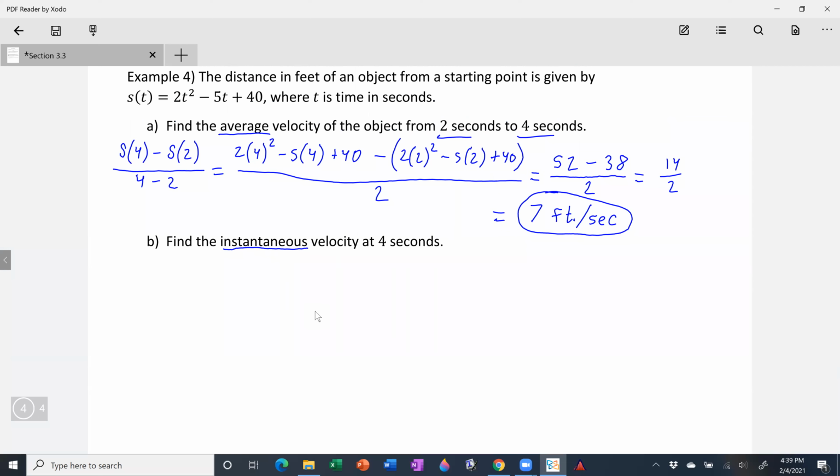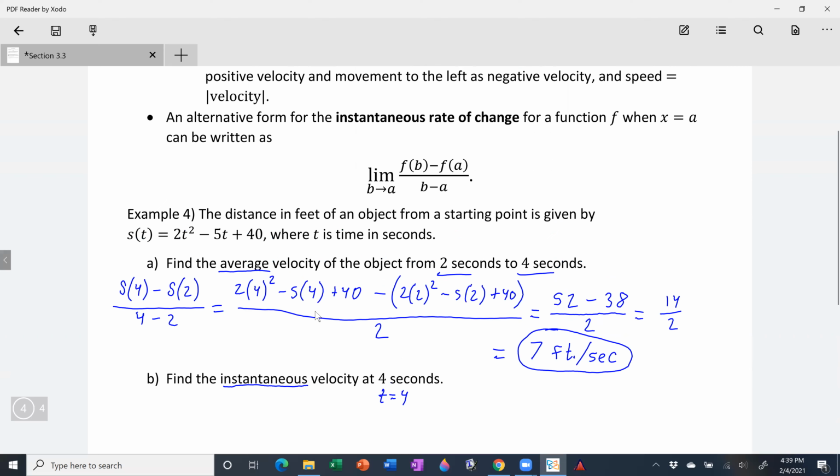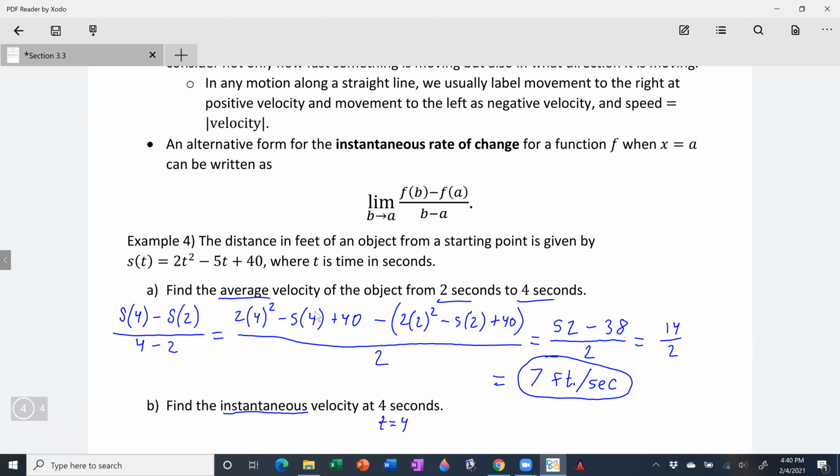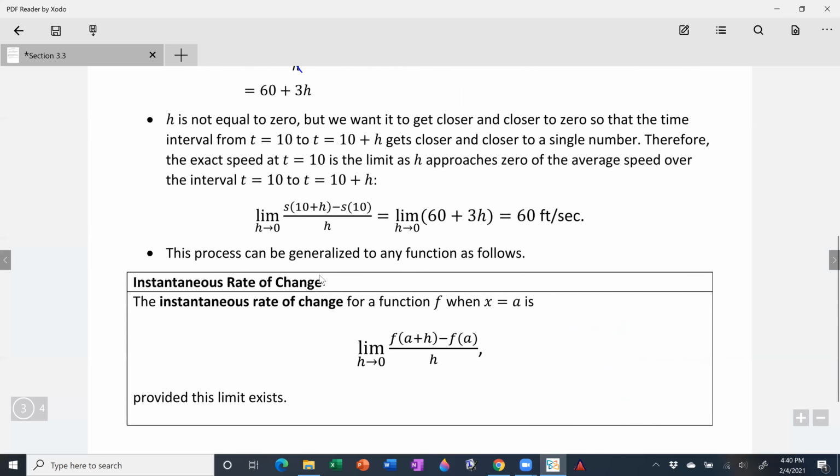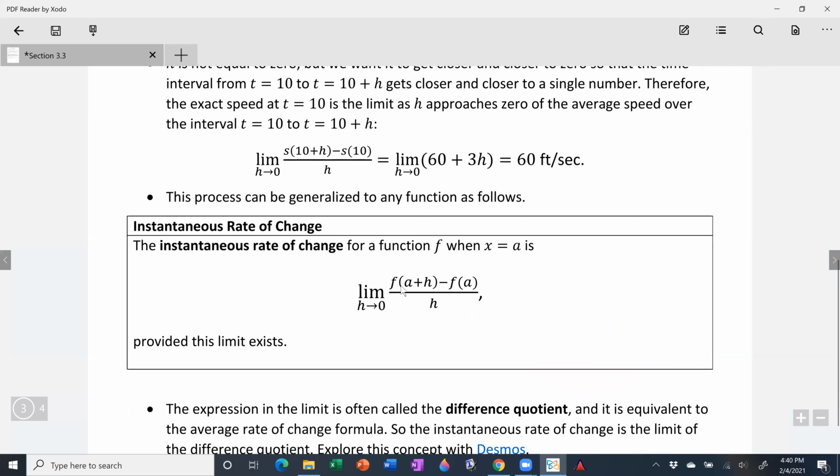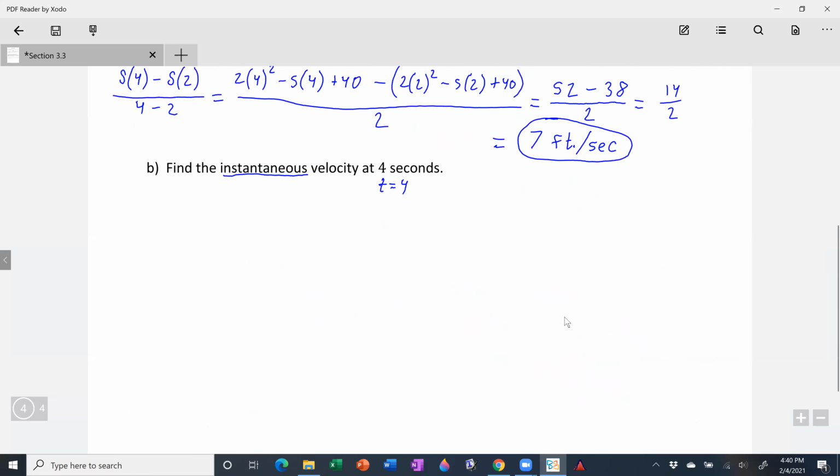Okay, so instantaneous, that's the limit definition, and they do have to give us a single value here at t equals 4. I'll do both versions. So this alternative form, that's not the one that I use, but I'll show you how to use that one just in case you like it better. But the first one I'm going to use is the original one that we had here. So the limit as h goes to 0 of f of a plus h. And so this time we're using t equals 4. Okay, so we're going to have s of 4 plus h minus s of 4 over h.